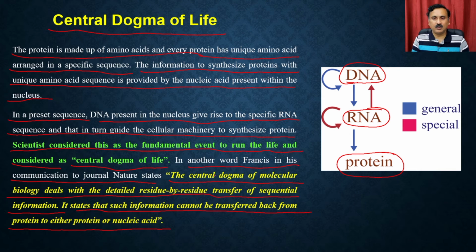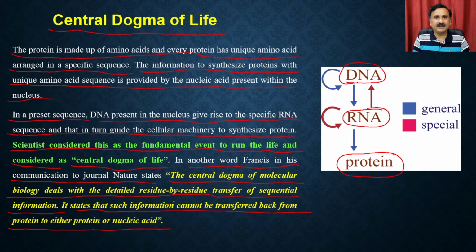Which means that the central dogma of life is also known as the central dogma of molecular biology. As per the statement given by Crick, it deals with the residue-by-residue transfer of sequential information, which means you have a residue of DNA which is going to synthesize the RNA, and then it is also going to synthesize the protein.